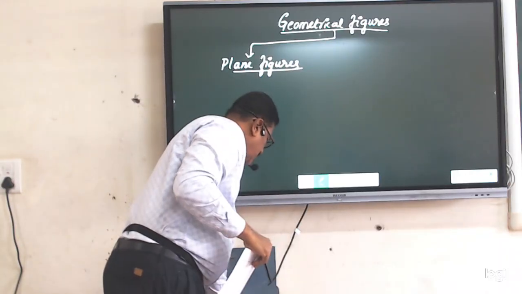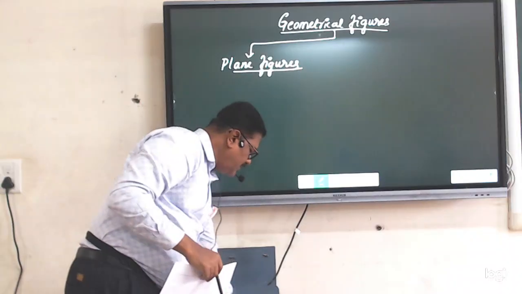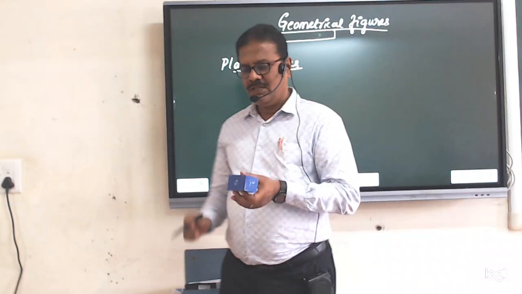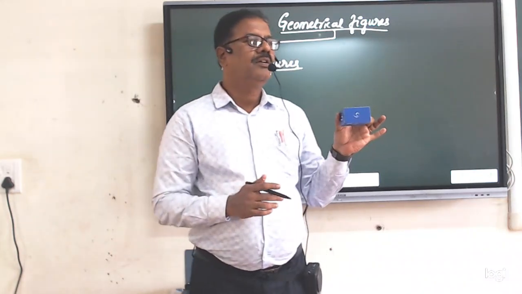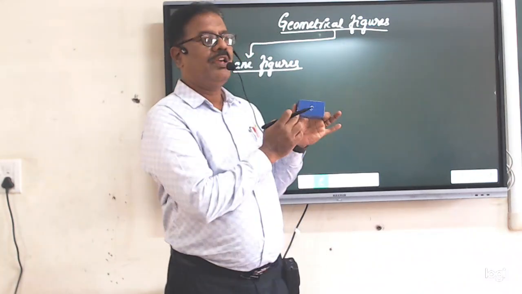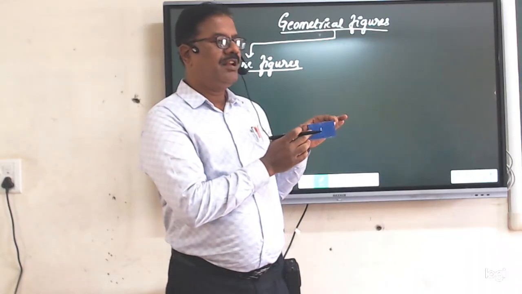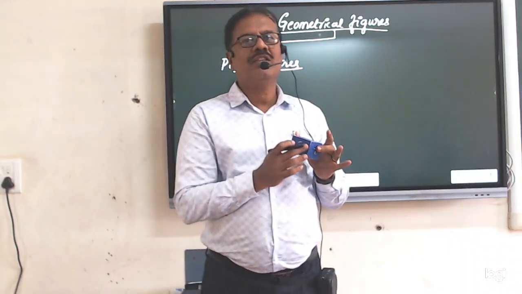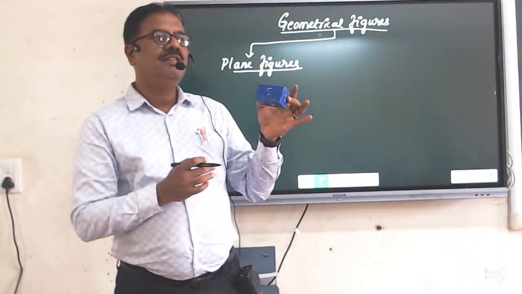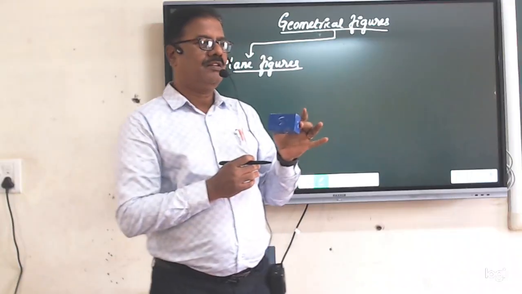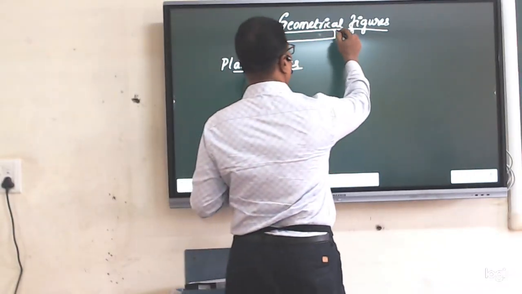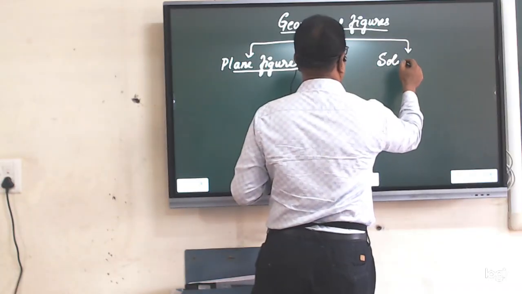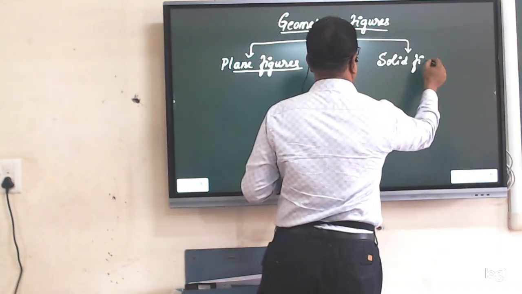Now suppose you take this solid. See this. What is the shape of this front face? Rectangle. Similarly, see, it has more than one face. Means this kind of geometrical figures are called solid figures. Solid figures.